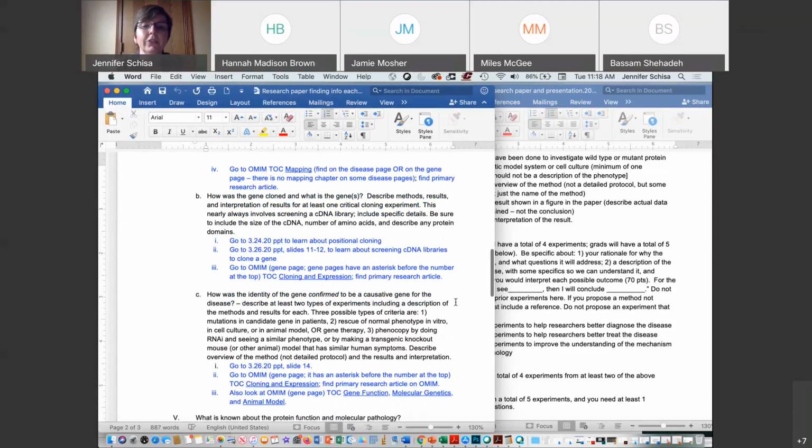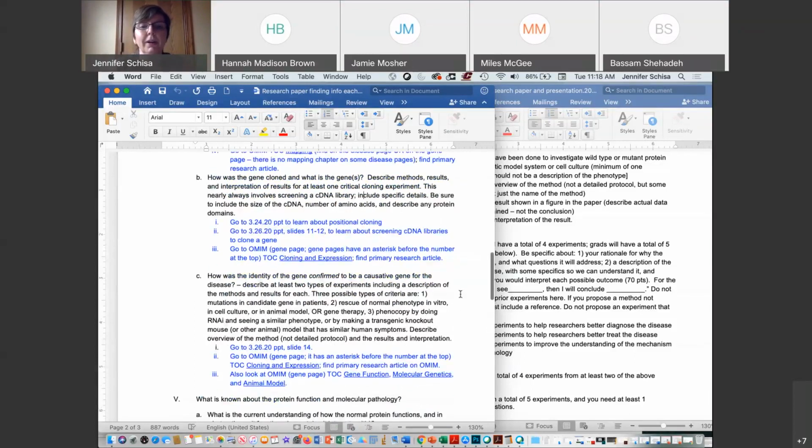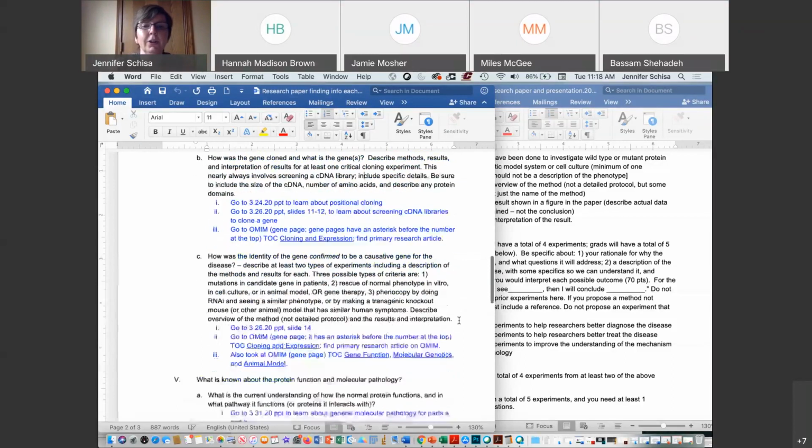And then the last part is confirming that the gene they clone is correct. And for this one, you're looking for a paper where mutations are found in the gene in patients, or that they can rescue the normal phenotype in cell culture or in an animal model, or maybe they've done gene therapy, though that's less common because that's much harder to do.